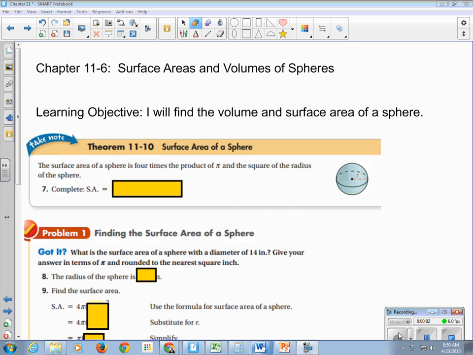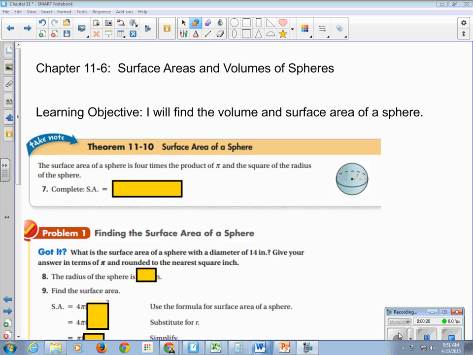All right, so this is chapter 11, section 6, surface areas and volume of cylinders. At the end of this, you will find the volume and surface area of, not cylinders, spheres. You'll find the volume and surface area of a sphere.